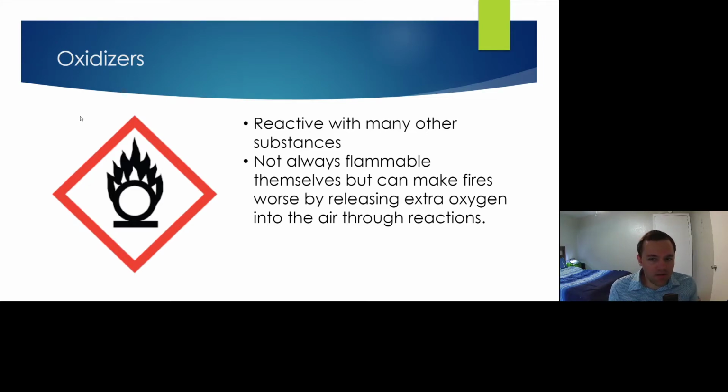Another thing with oxidizers is you don't want to store them near other chemicals because they can react and ruin your supply of other chemicals just by being near each other.